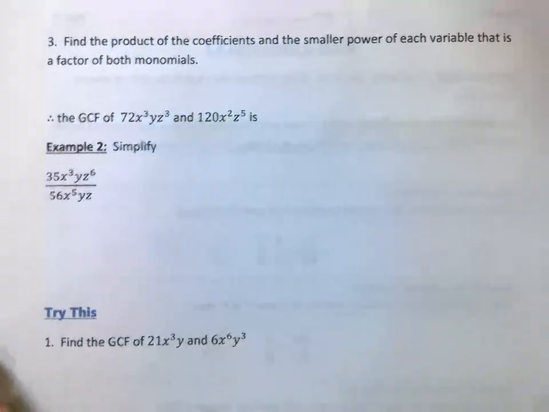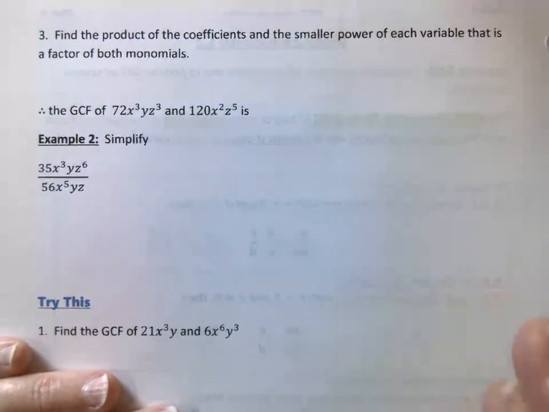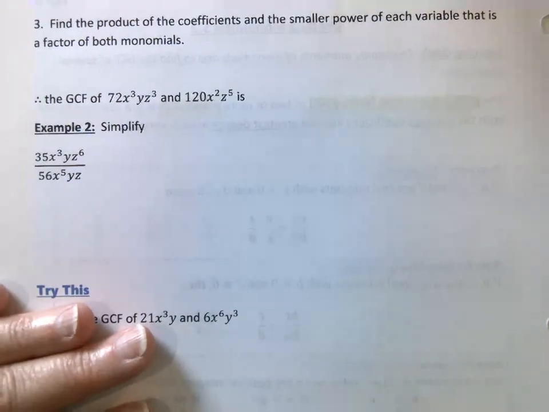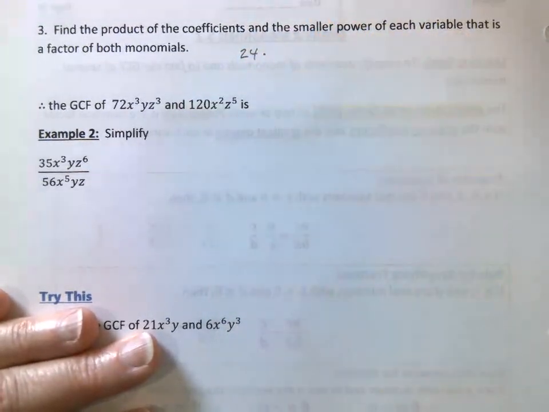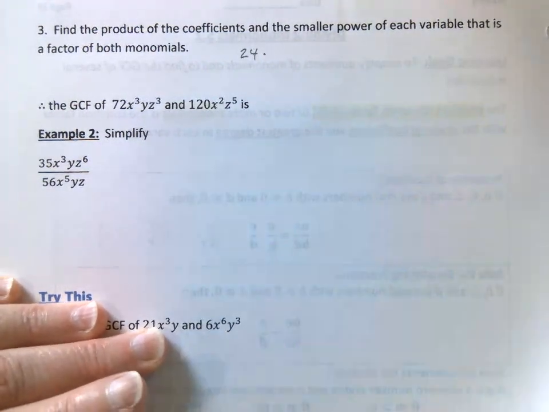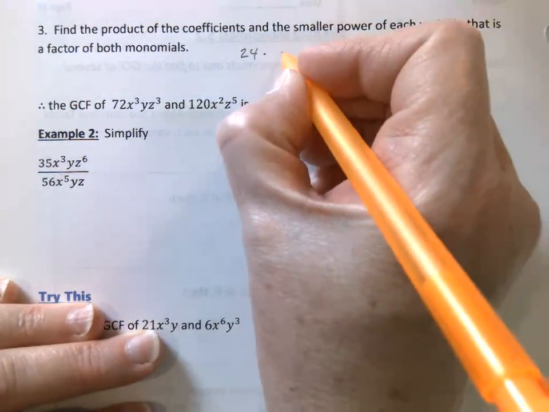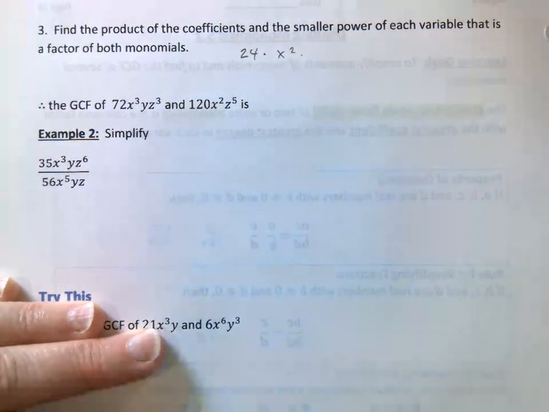All right, so let's flip it over. It says find the product of the coefficients and the smaller power of each variable that is a factor of the monomials. So in other words, what we said is we said that our GCF was 24. Make sure you can see this. We have 24. We have 2 x's. We don't have any y's. And we have 3 z's.